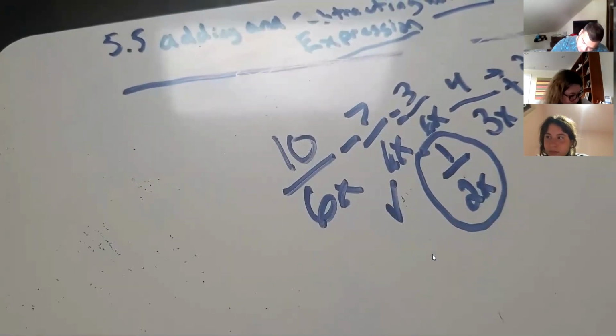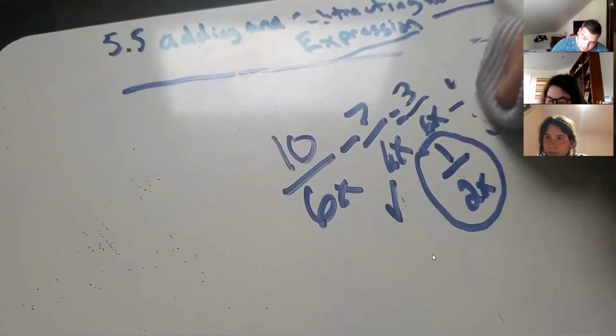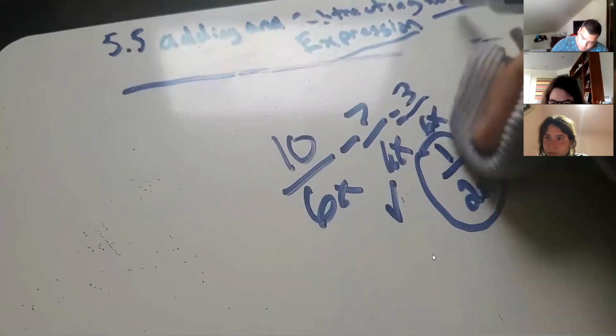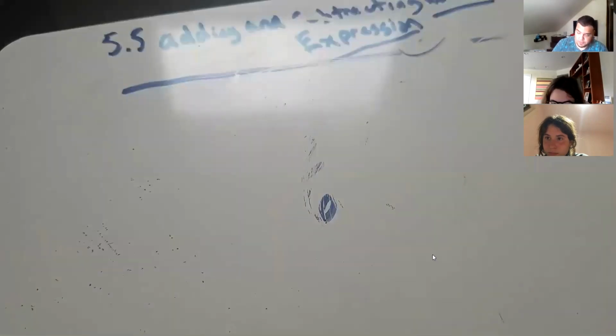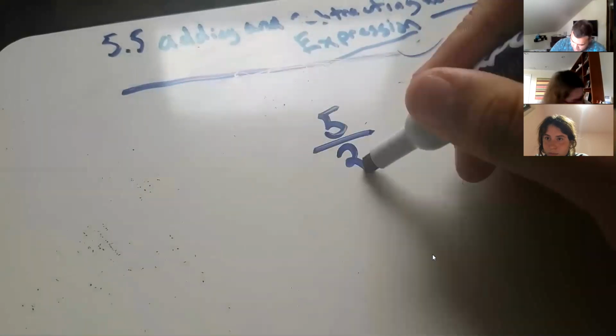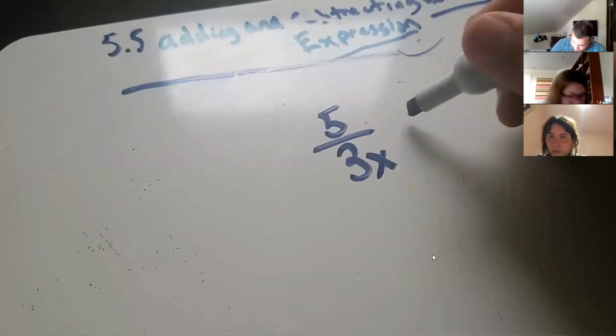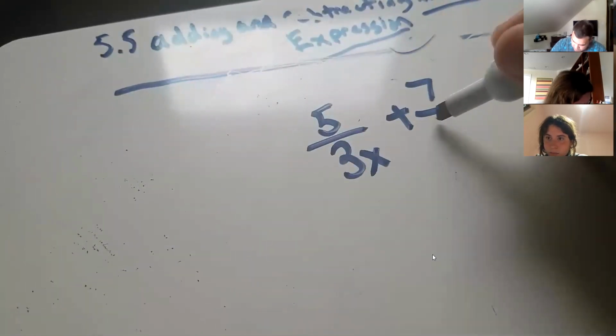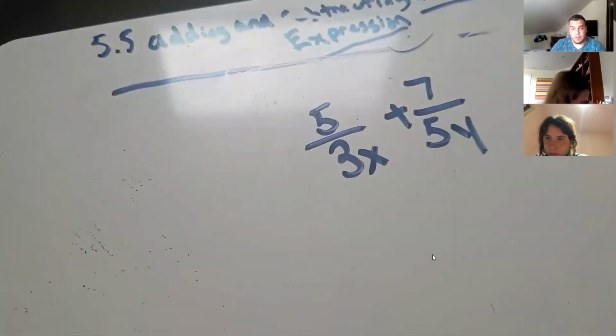Okay, so now we're going to get to the tricky part, which is when the denominators don't match each other. Okay? So what happens when they don't match each other? Let's do 5 over 3x plus 7 over 5y. Okay?